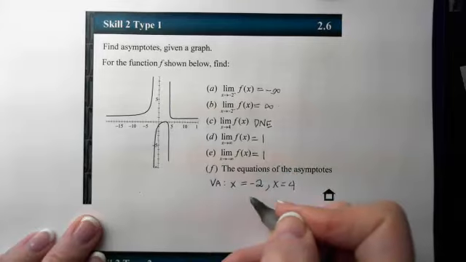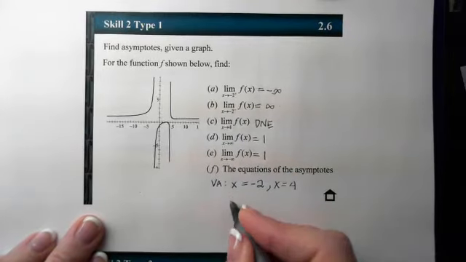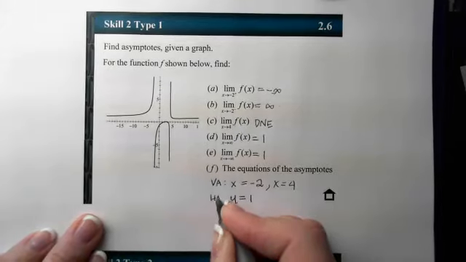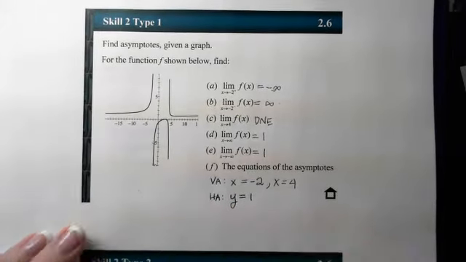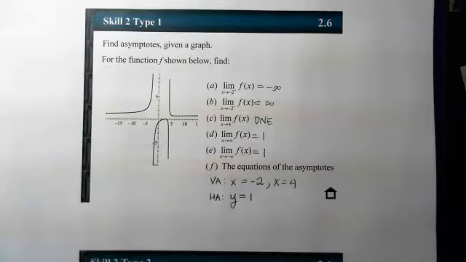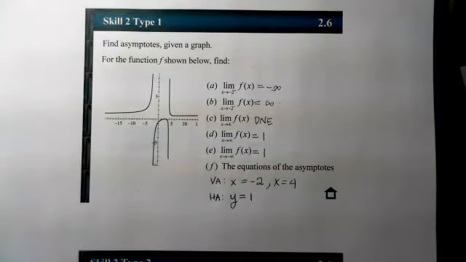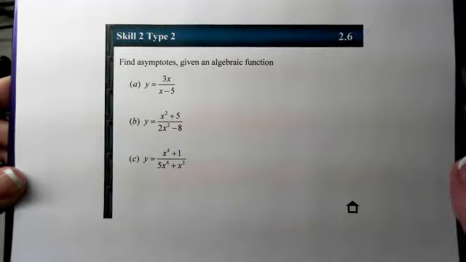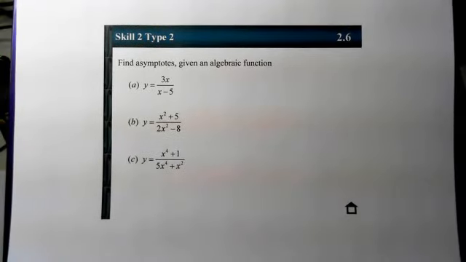These two statements are evidence of a horizontal asymptote, so I can write that I have a horizontal asymptote at y equals 1. So this is the graphical representation where we start with a picture and generate limit statements and asymptotes. The other variation on the theme is, what if we start with an analytical equation and I ask you to find the asymptotes?